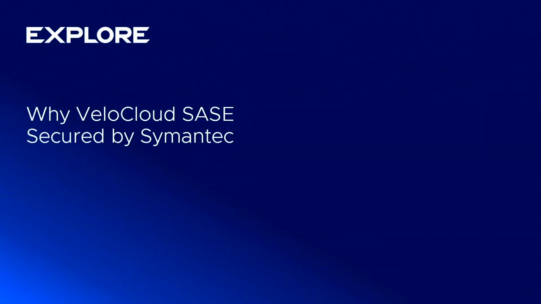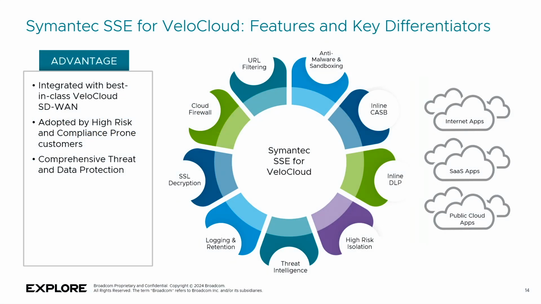Now, why VeloCloud SASE? Everybody has SASE, so what makes us so special? Features and key benefits: as you can see, these are the different solutions that we have within our SSE platform, and it's integrated with best-in-class VeloCloud SD-WAN. We all know we've always led in the Magic Quadrant as far as SD-WAN capabilities. Adopted by high-risk and compliance-prone customers, with comprehensive threat and data protection.